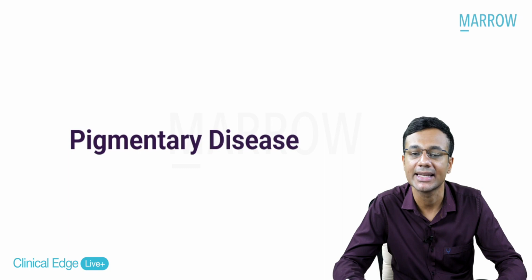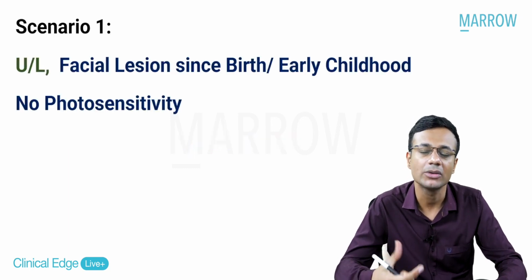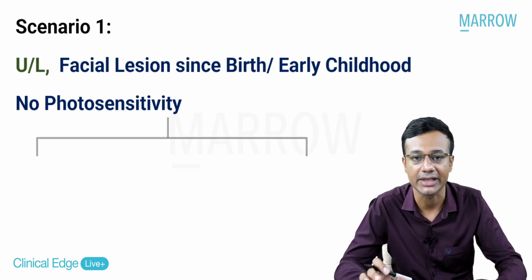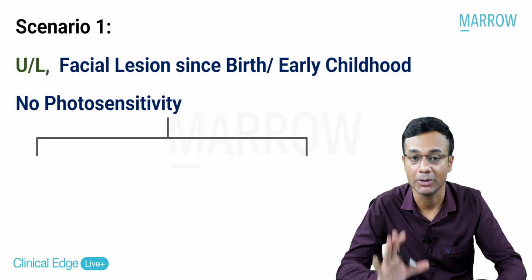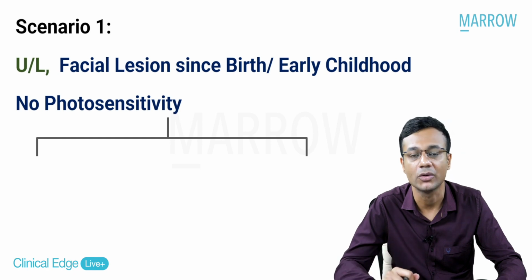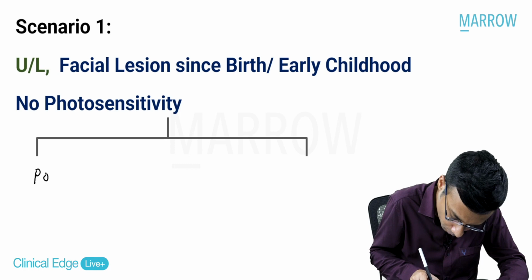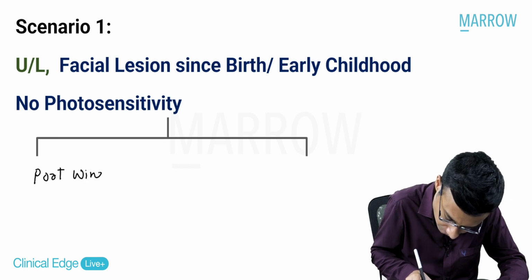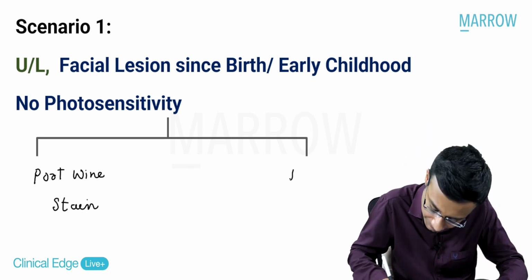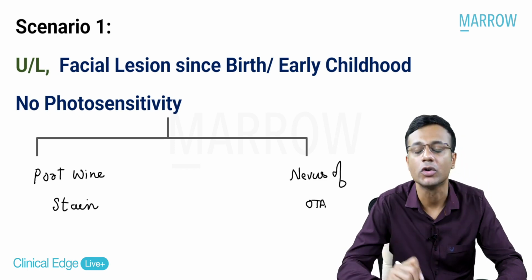Next, we look at some clinical scenarios in pigmentary disorder. The first scenario is there is a unilateral lesion which is located on the face since early childhood or birth with no photosensitivity. When this kind of a question comes in the exam, unilateral facial lesion, no photosensitivity since early childhood, we can have two important differential diagnoses in mind. Number one, port wine stain. Number two is going to be nevus of Ota.